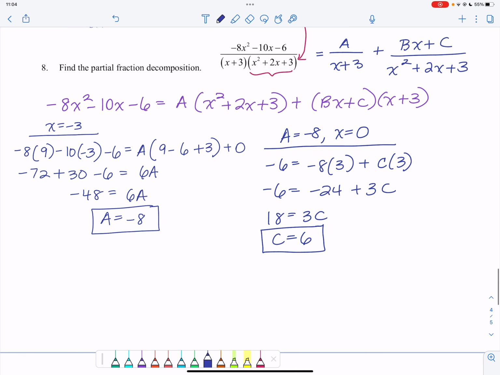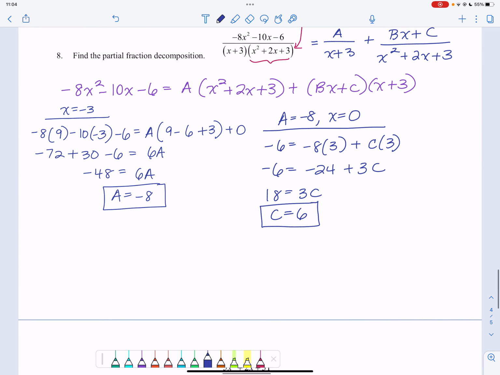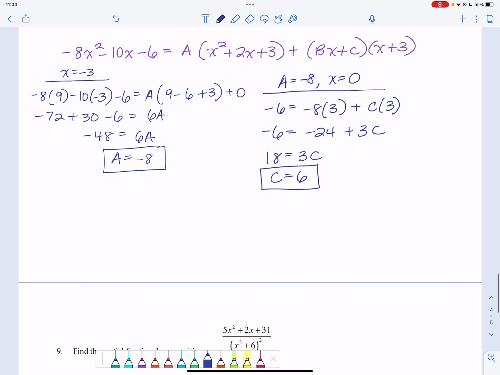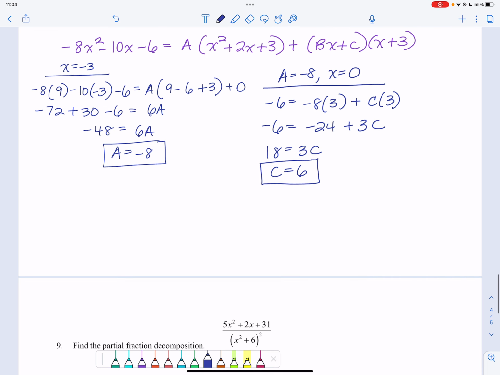Now what we could do is let x equal 1 if we wanted, or you could plug those in. Let's just let x equal 1. So we have x equal to 1, a is equal to negative 8, and c is equal to 6. Again, we're going into this equation right here with those values.